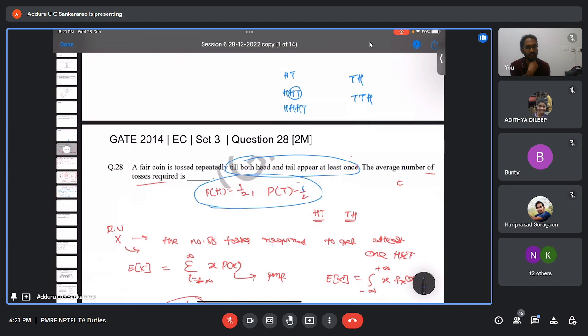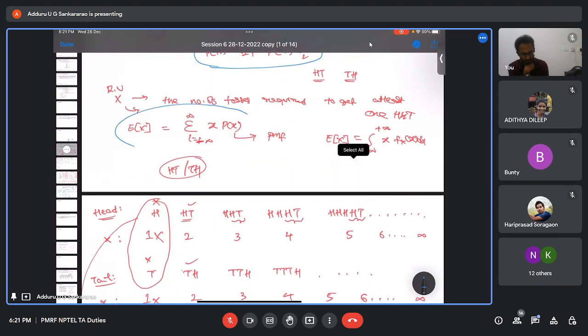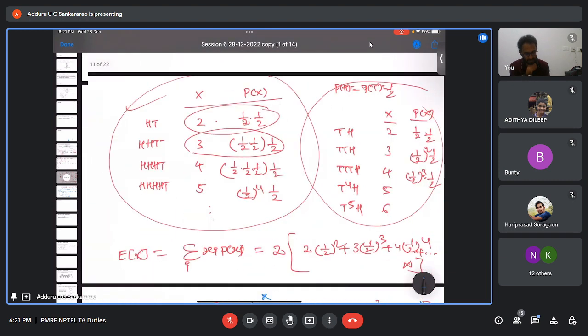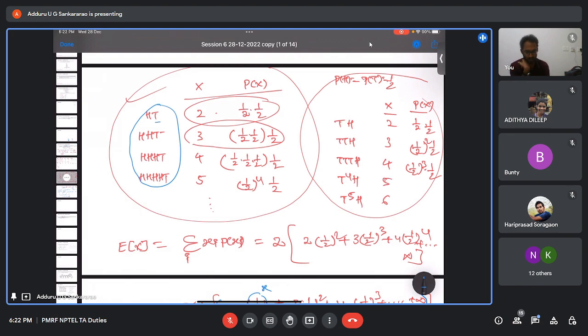So that's why we need to find out the expected value. Since it's a random quantity, we need to find out the average number of tosses required. That is the expectation, sigma x into p of x. So what is x here? X is the number of tosses required. P of x is the probability. So this may be possible: head followed by tail. First you tossed it, you got a head, then followed by tail. Or two times head followed by tail. Or three times head followed by tail, like that. These are the numbers of tosses and these are the probabilities.